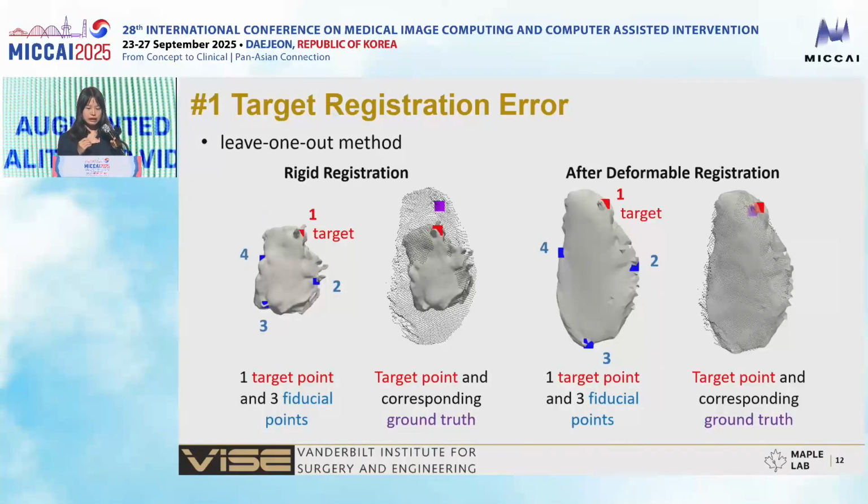We utilize a leave-one-out method to evaluate the accuracy of our registration method. So basically in here, we exclude 1 pair of fiducial points as target and perform the deformable registration using the remaining 3 pairs. Then we measure the distance between the target points on the resected specimen after deformation and the resection site, and use that distance as our target registration error.